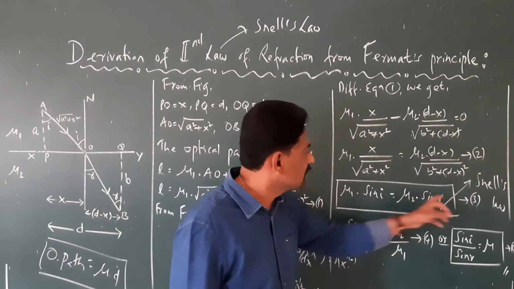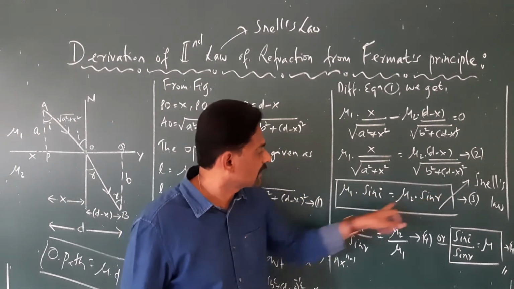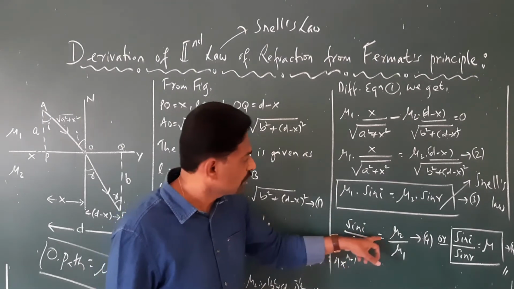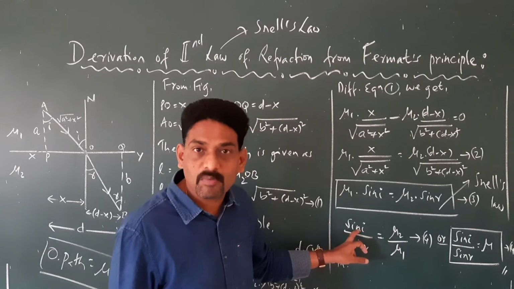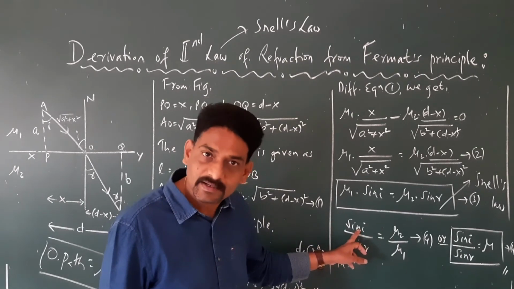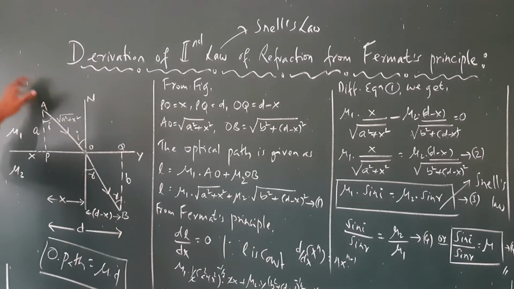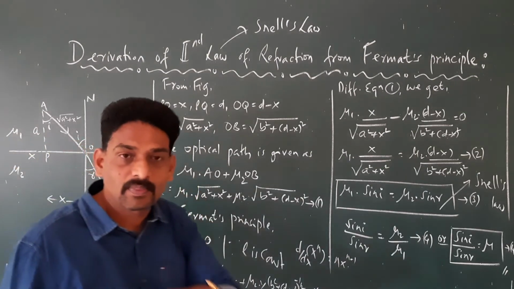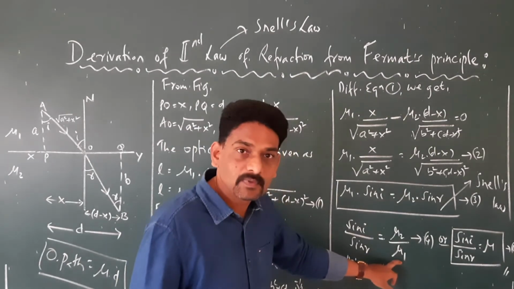Or in other words, this can be expressed as sin I by sin R equals mu2 divided by mu1. One more form of Snell's law, right? So here, what is media? The first media is going to be air media. If it's an air media, so mu1 is going to be what? It's going to be 1. Refractive index of air is 1. So mu1 is going to be 1.